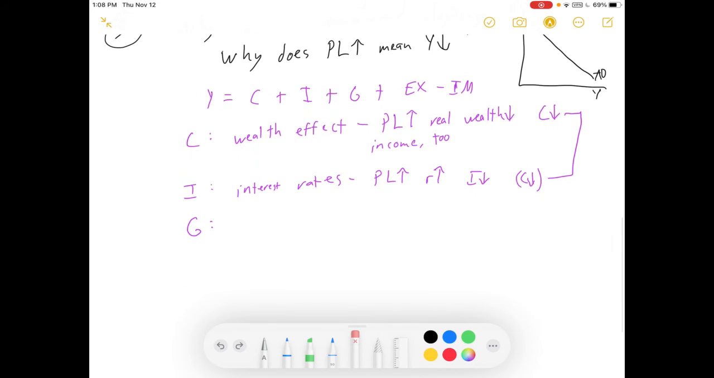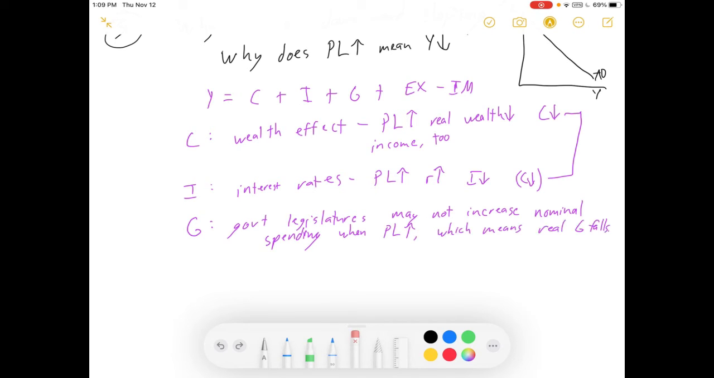Next is government spending. Some government legislatures might not increase nominal spending when price level rises. And if so, their real government spending will fall. Now that doesn't have to be, but it can be.